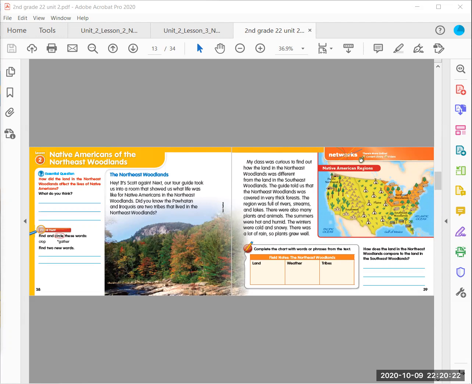Circle any of those words that you find, either the word crop or gather, and then find a new word or new words related to our lesson that you see often, and you can write them on the lines below.